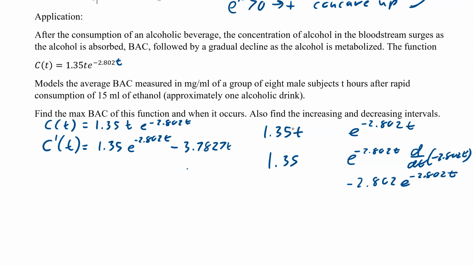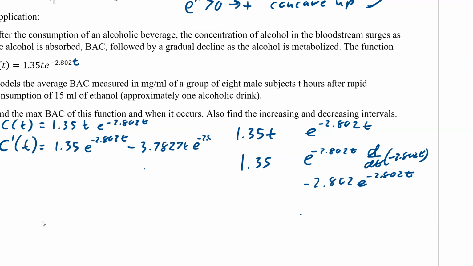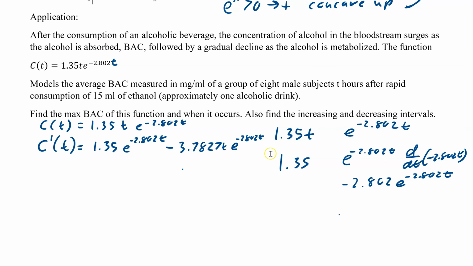Now I'm going to hit pause here and move some stuff. Just like we did with the previous derivatives, that e is just going to transfer down, so it's always going to be there for us to factor out. So we factor that out: negative 2.802t. Put our parentheses, 1.35 minus 3.7827t. This is our derivative, so it'll tell if it's increasing, decreasing, and whatever.